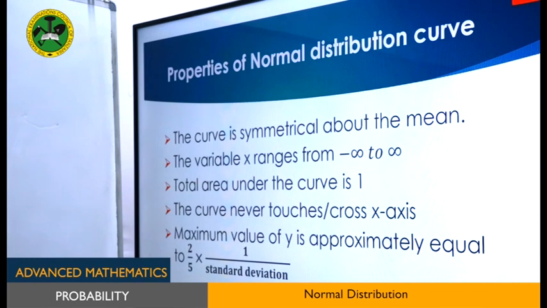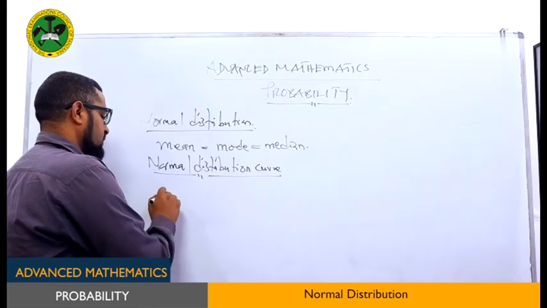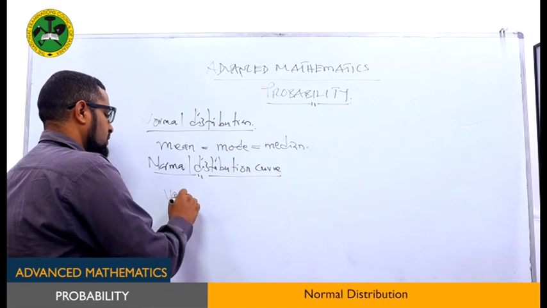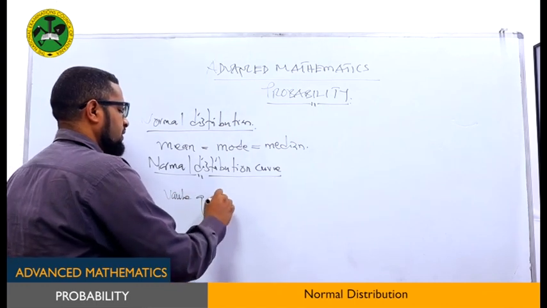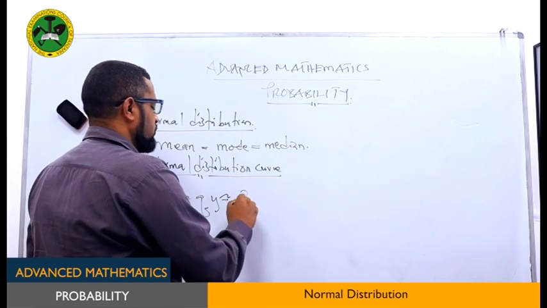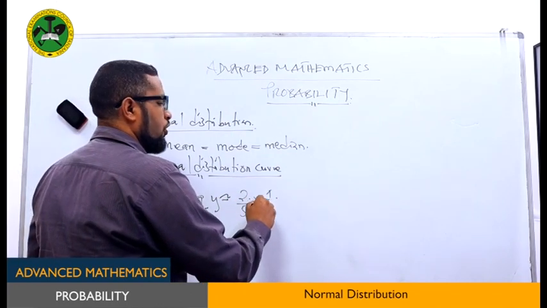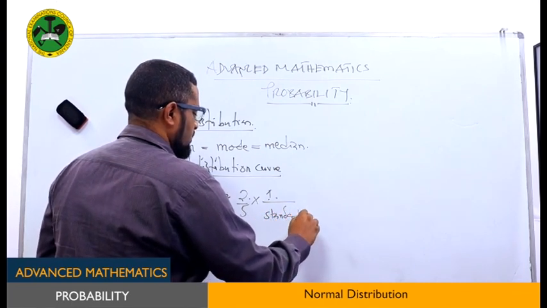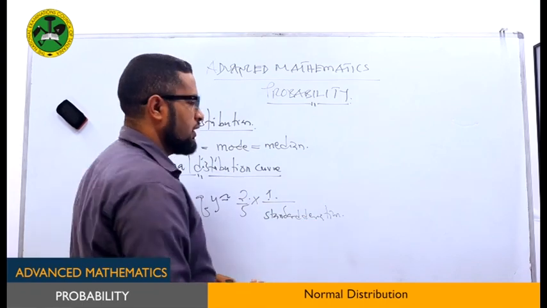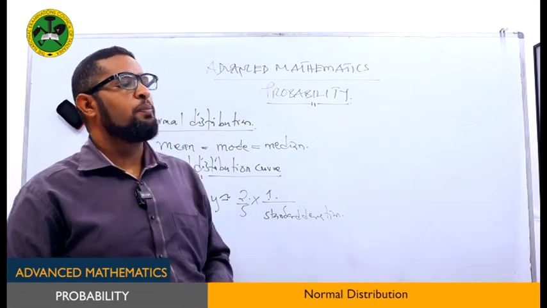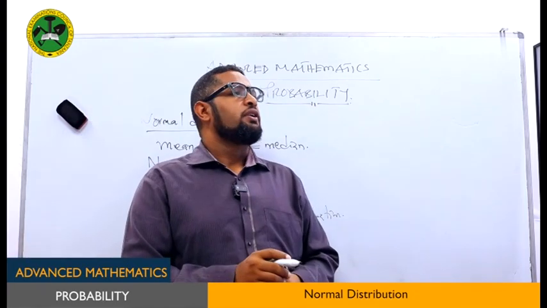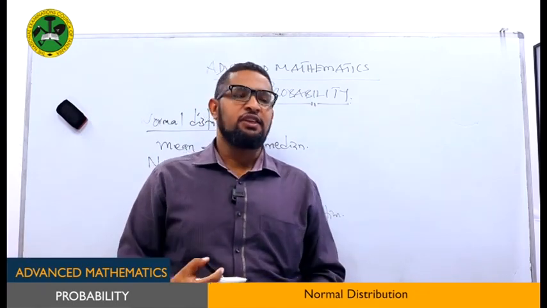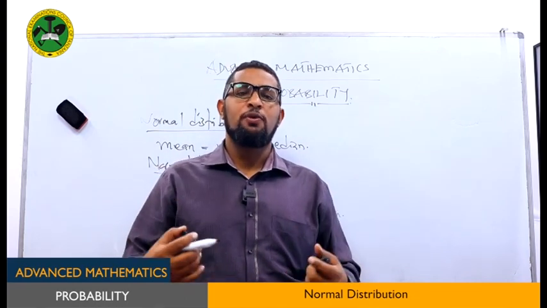And the last one, the maximum value of y is approximately. So that one, the maximum value, I'm just writing this, maximum value of y is approximately equal to 2 over 5 times 1 over standard deviation. So these are the 5 characteristics or properties of a normal distribution curve. Now let's see, if you are given a curve, will you be able to interpret the curve?